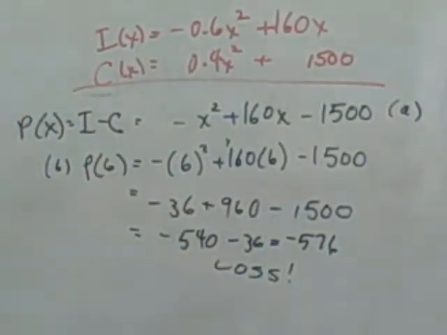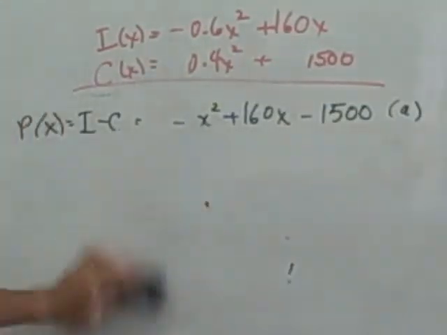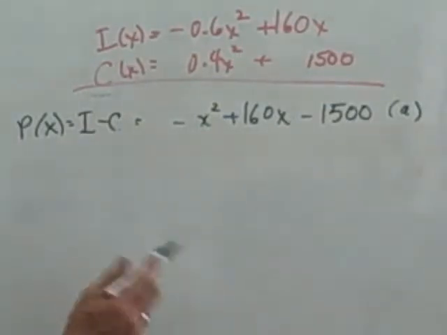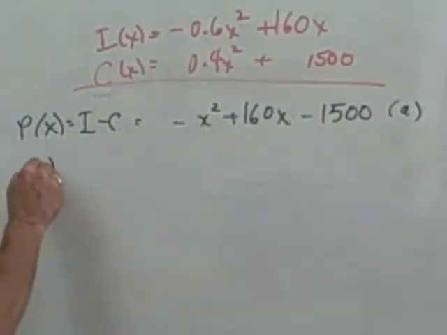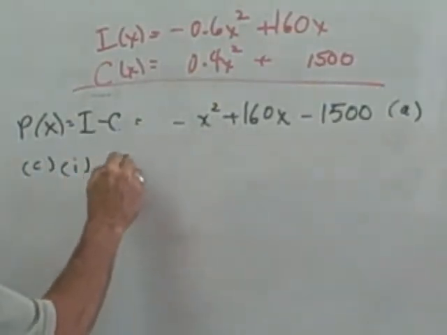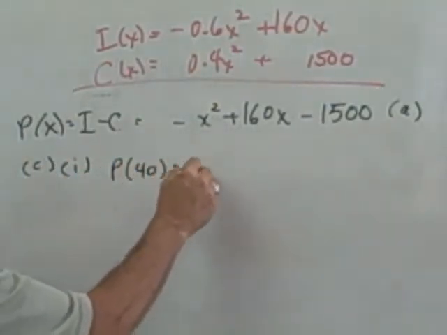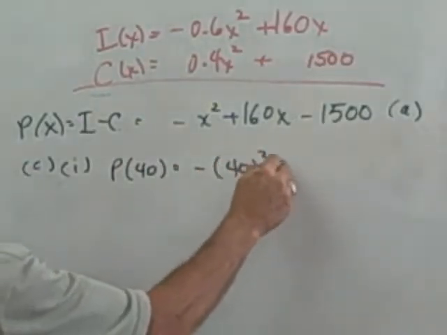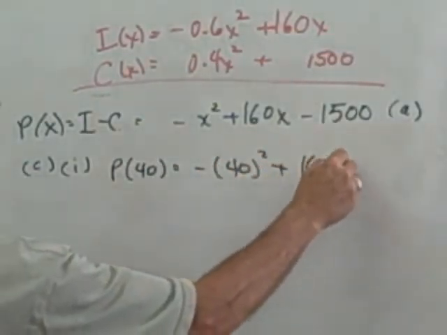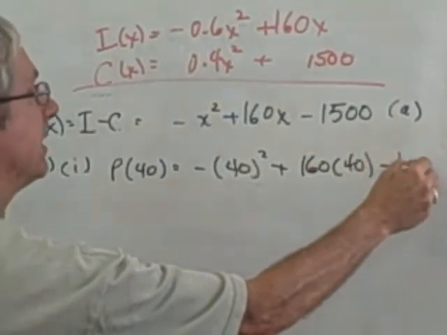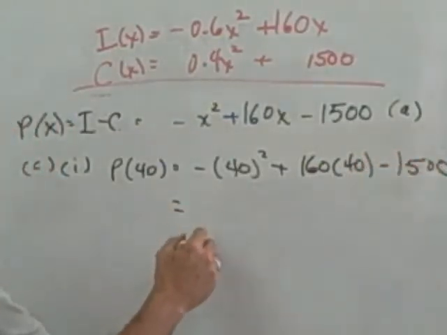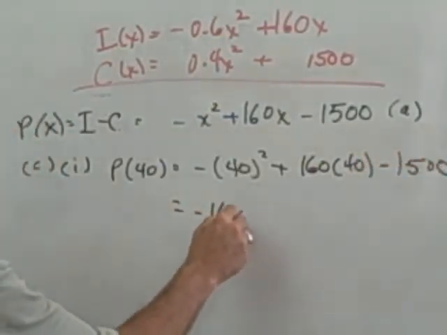C asks a 2-part question. Let's leave the profit function there. But C then asks a 2-part question. So that last answer for B was negative, all right? So for C, part 1, it says, what do we have for 40 books? What's the profit for 40 books? Well, that's negative 40 squared plus 160 times 40 minus 1,500. All right, 40 squared is 1,600.